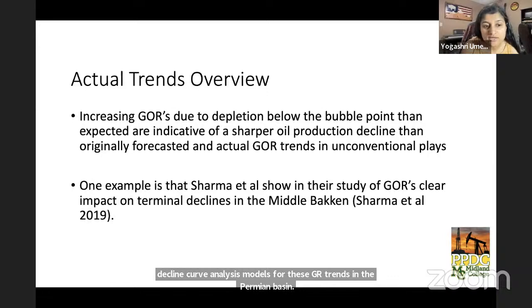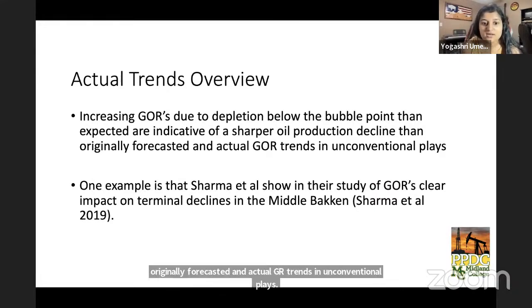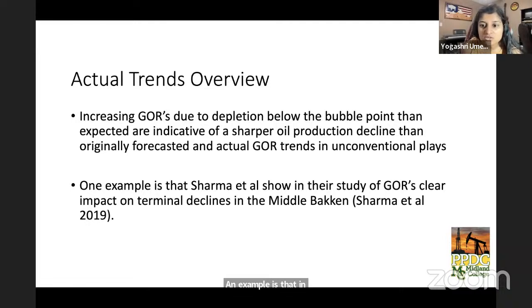So the actual trend is that increasing GORs due to depletion below the bubble point, higher than expected, are indicative of sharper oil production decline than originally forecasted, and these are actual GOR trends in unconventional plays. An example is Sharma's study, where there's a clear impact on terminal declines in the Middle Bakken. And this is an Enverus study in 2019.